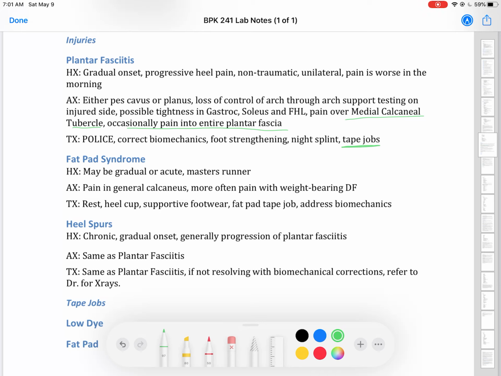Police, so they might have a period of decreased activity to give the tissues a chance to heal and recover. And then we'll do some strengthening activities for the muscles on the bottom of the foot. Things like towel grabs with their foot on a towel, using their toes to pull the towel towards them, picking up marbles. They can massage the bottom of their foot with a lacrosse ball or a golf ball, or even a frozen water bottle, so they get the icing and massage at the same time.